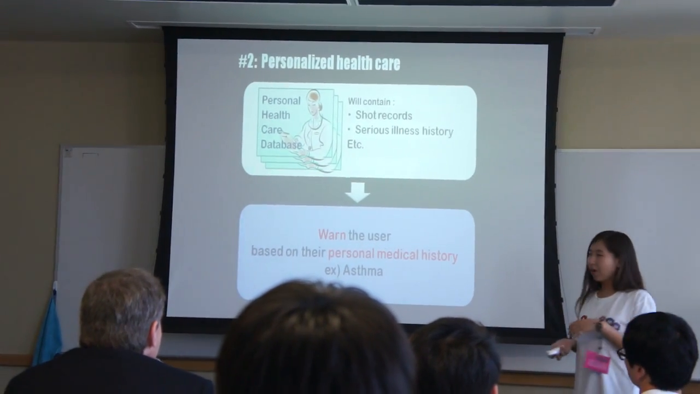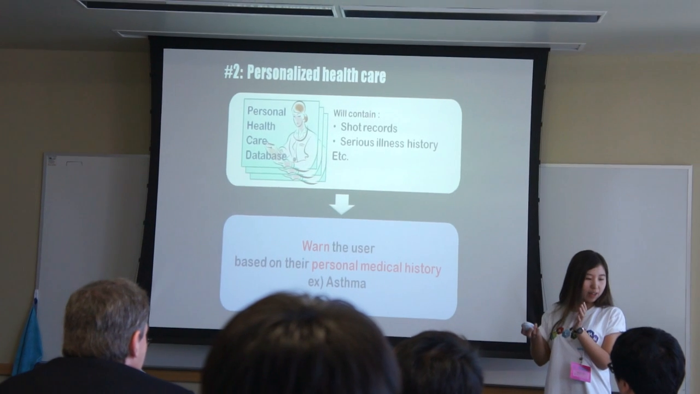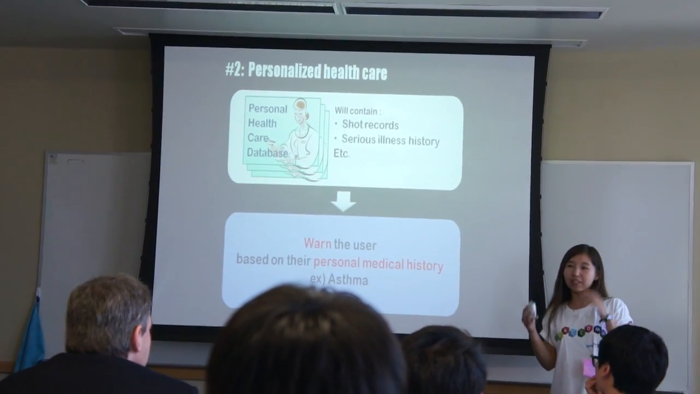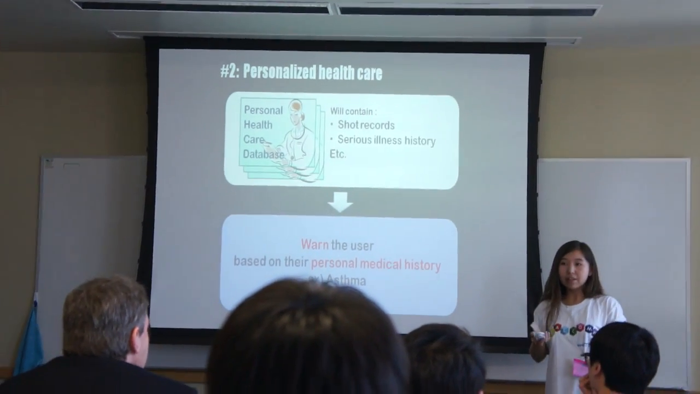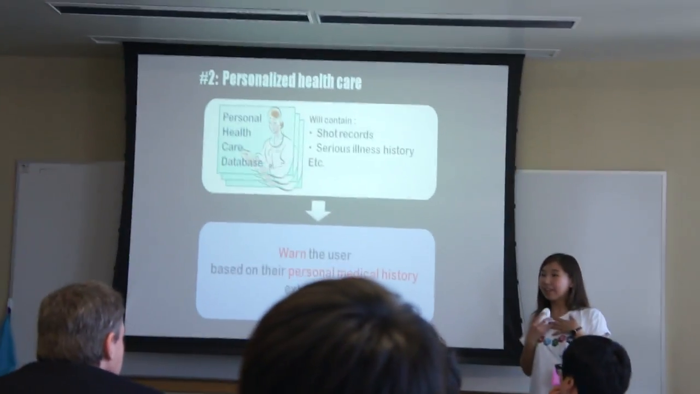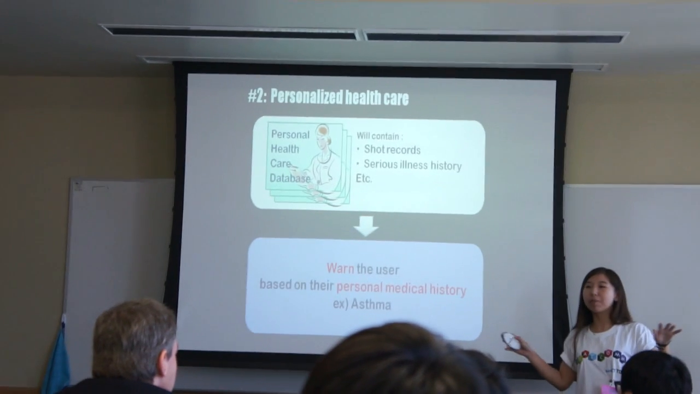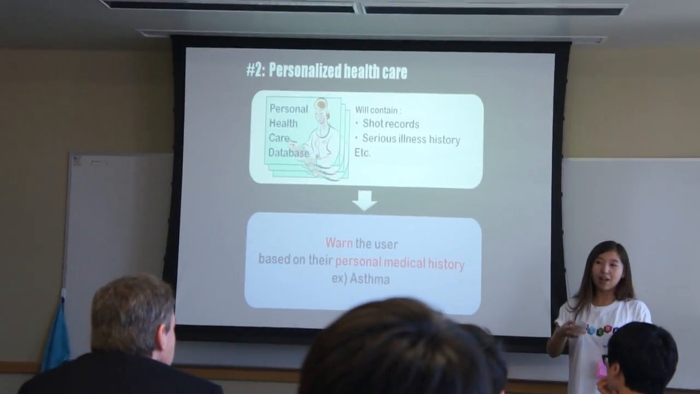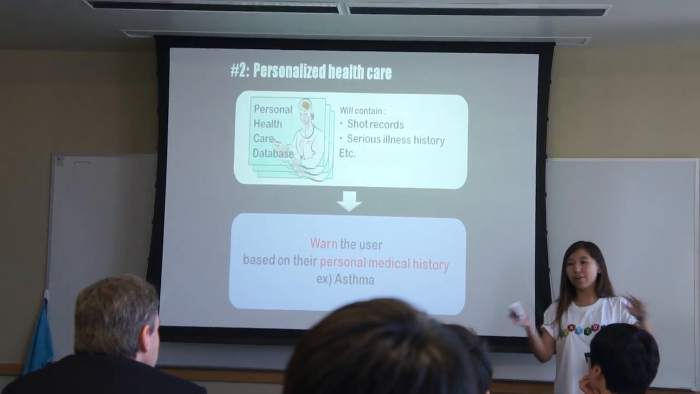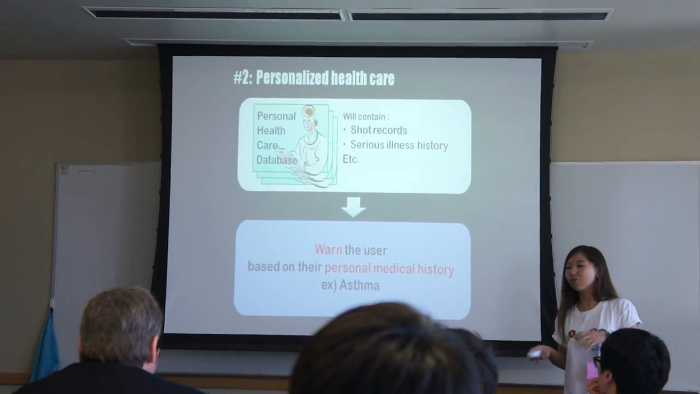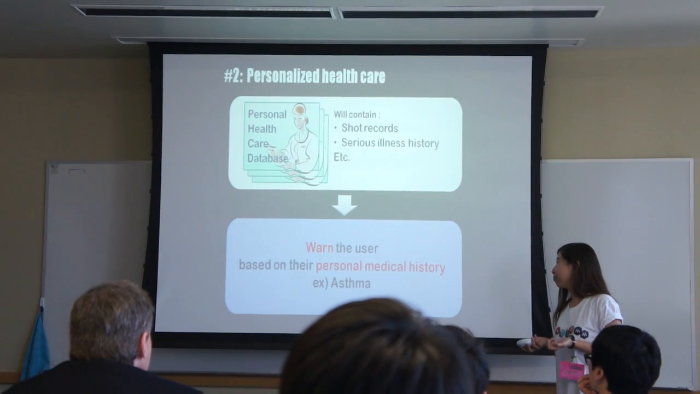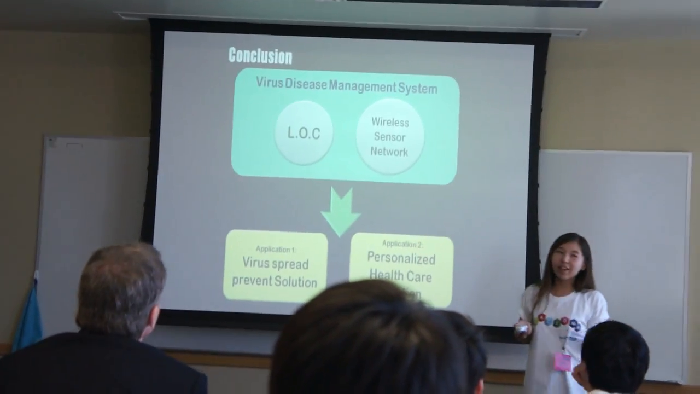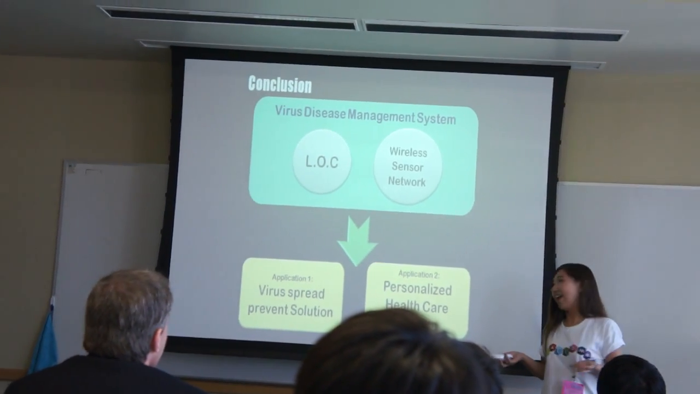For example, if a person has an asthma problem, even a normal flu can be a serious problem for him. So in that case, if we have a sensor and we detect, oh, there are so many viruses already here, we can warn them that they shouldn't go around there, or that they have to wear a mask or something. So we're thinking about a solution for all our lives.